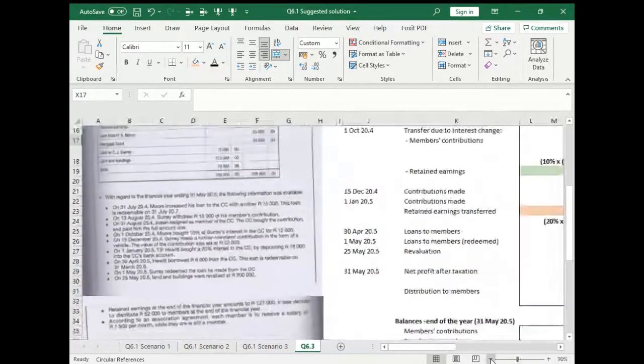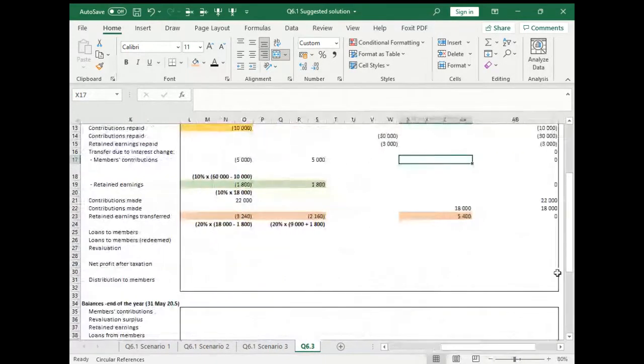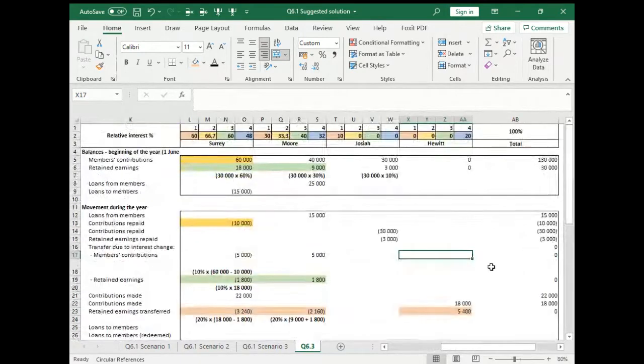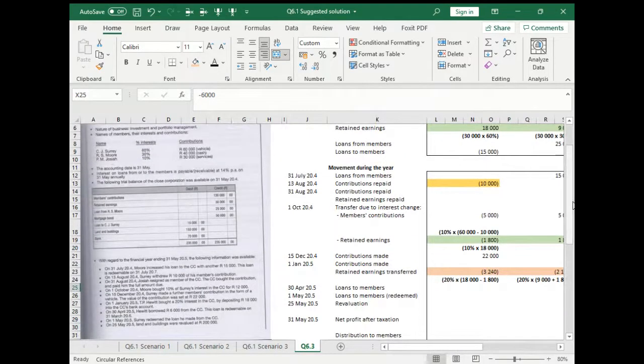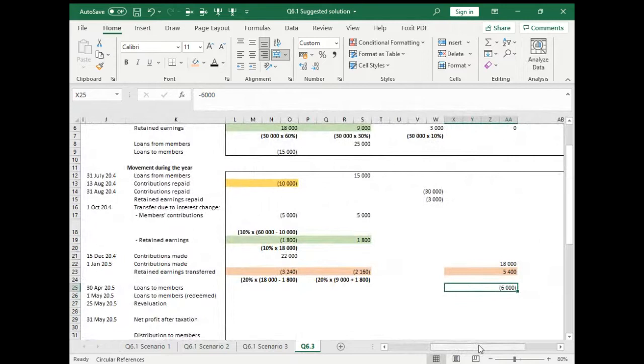Okay, so what we do now is for Hewitt, because he has borrowed money from the CC, we record loans to members and we reduce his equity with the 6,000 he's borrowed, or his net investment. And then on the 1st of May, Surrey redeemed the loan made to the CC. So what redeemed means is they have repaid the loan. So the loan he had was 15,000. So Surrey is now repaying that 15,000 he had at the beginning of the year.